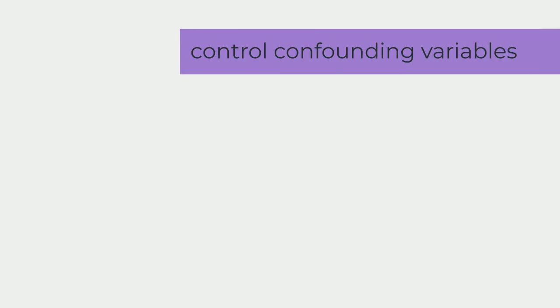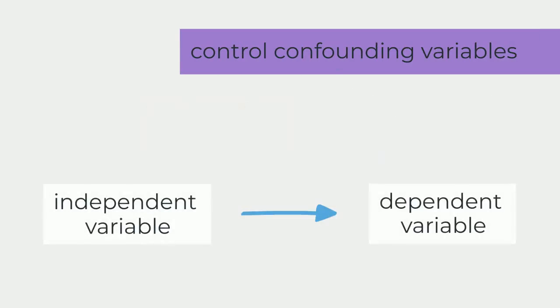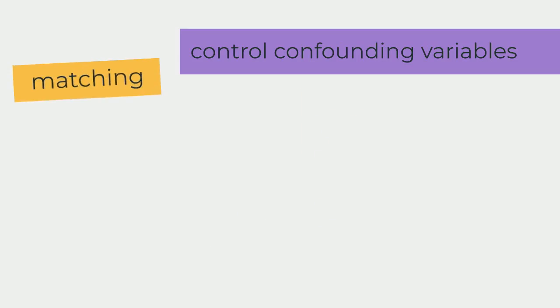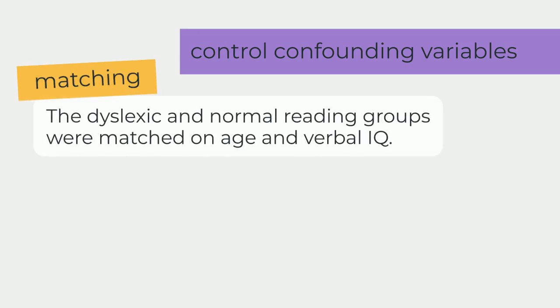Explain how you've tried to control confounding or extraneous variables. These are variables that you're not directly interested in, but might affect your dependent variable. Control these variables to minimize their influence on your results. For example, you might match confounding characteristics across groups. The dyslexic and normal reading groups were matched on age and verbal IQ.